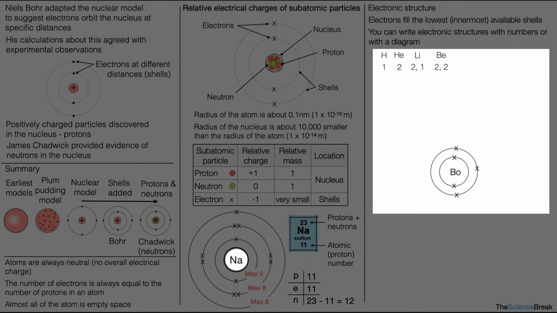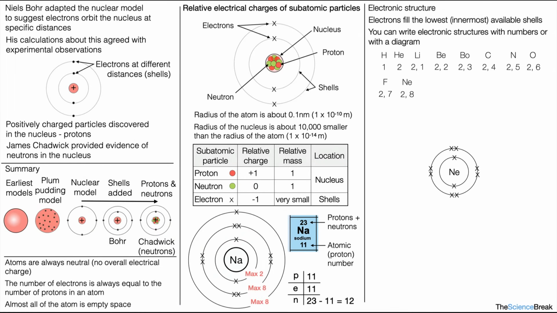Then we have boron, which is 2, 3. Then we have carbon, 2, 4. Nitrogen, 2, 5, and we can continue like this. Oxygen is next, 2, 6. We have fluorine, which is 2, 7. Neon, which is 2, 8. And we can carry on all the way up to calcium, which has a proton number of 20, therefore 20 electrons. We don't need to know much further than that. So for calcium, the electronic structure is 2, 8, 8, 2.